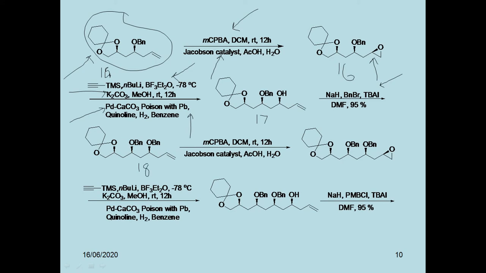I got compound 18. Then compound 18 is treated with mCPBA. I got first a racemic epoxide, then I subjected the racemic epoxide to the Jacobsen catalyst, so I got a single epoxide compound. Then the epoxide compound is subjected to the same three-step sequence. First the epoxide is opened with TMS acetylene and butyl lithium, followed by treatment with K2CO3 in methanol, where the TMS group is removed, followed by controlled hydrogenation, where the triple bond is converted into a double bond. Then a simple functional group manipulation: this alcohol is converted into a PMB ether using sodium hydride, PMB chloride and TBAI.